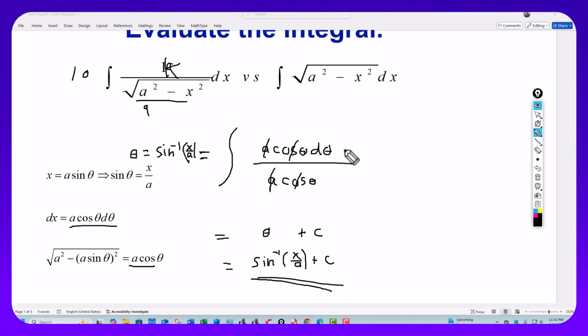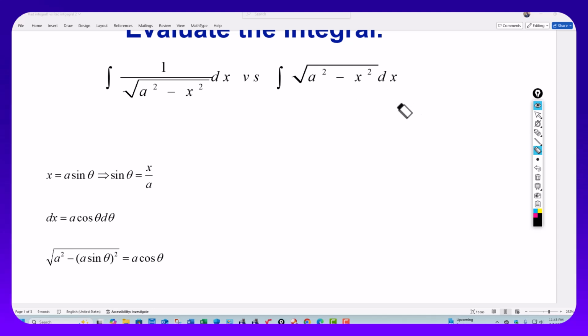The integral of the given integral, 1 over the square root of a squared minus x squared, is given by sine inverse of x over a plus the constant. So from now on, assuming you're allowed to use this formula, you can just plug directly into this one. Now for this one over here, we're going to do the same sort of thing.